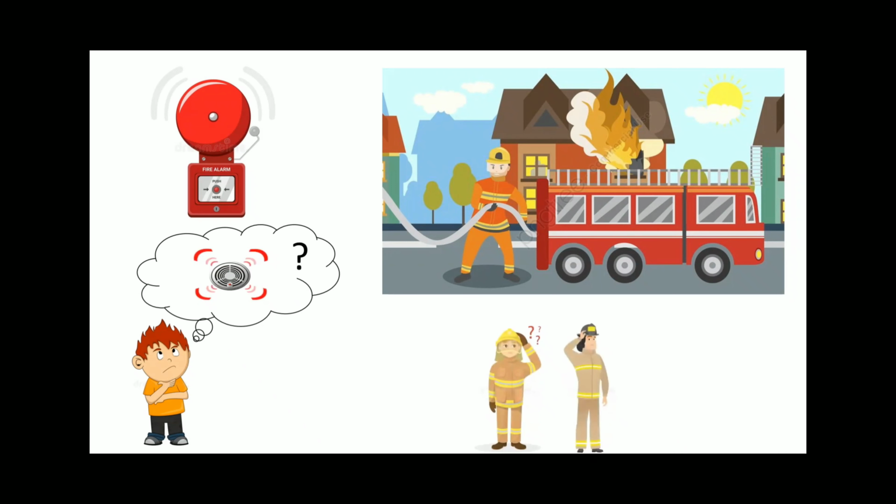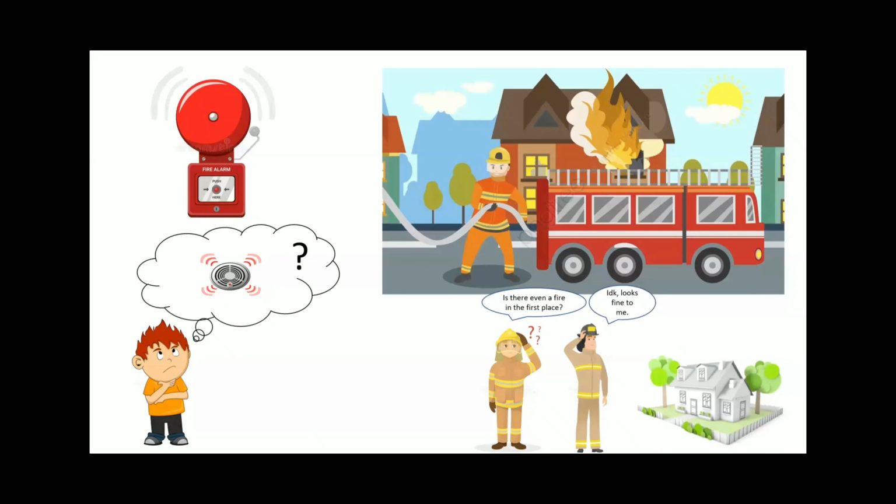However, if the alarm rings when there is no fire, it is a false positive or a type 1 error in statistical terms. Conversely, if the fire alarm fails to ring when there is a fire, it is a false negative or a type 2 error.